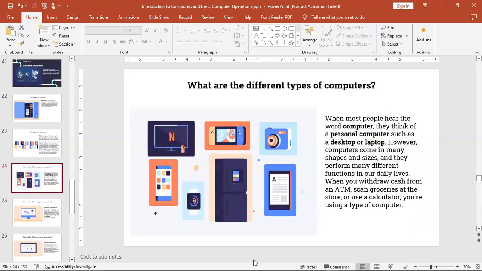When most people hear the word computer, they think of personal computers such as desktop and laptop. I emphasize, computer does not mean only desktop and laptop. Computers come in many shapes and sizes, and they perform many different functions in our daily lives.